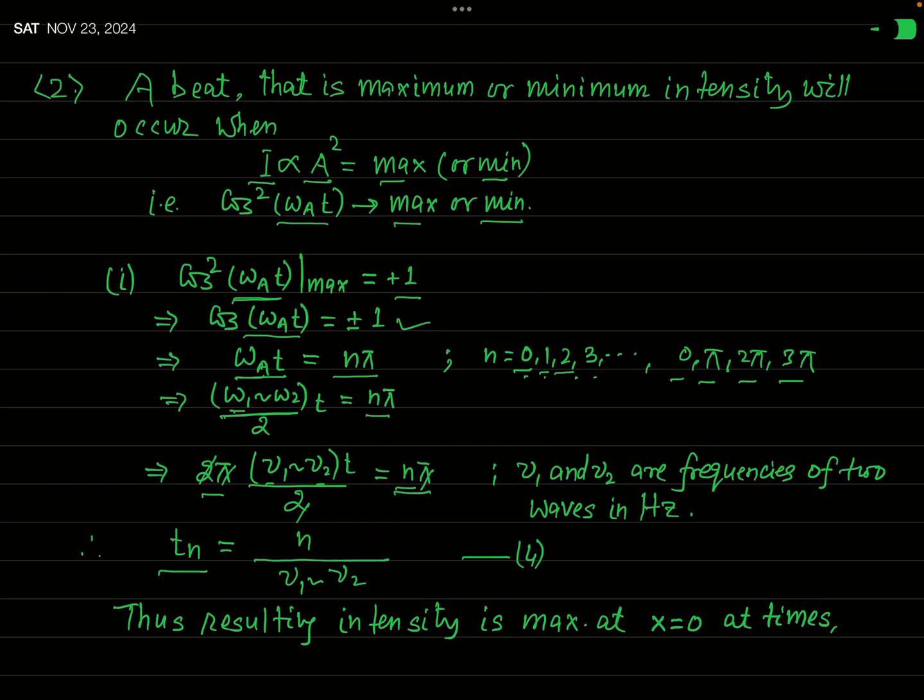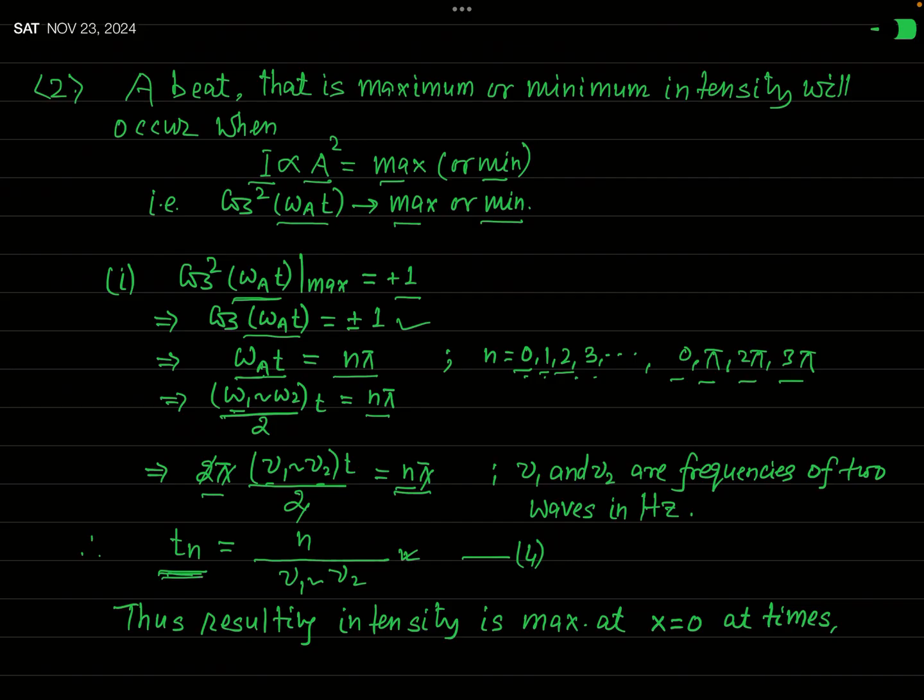Now this pi and pi will cancel, this 2 and 2 will cancel, and therefore for n equal to n, the time t is now written as tn. T has been replaced by tn. This indicates that when n is equal to n, we denote the time by the symbol tn. So tn will be equal to n divided by (nu1 minus nu2). What does this time tn represent? This is the time when the nth maxima of intensity will be observed. Here n represents the order of maxima. When the intensity becomes maximum for the nth time, that time is represented by tn.